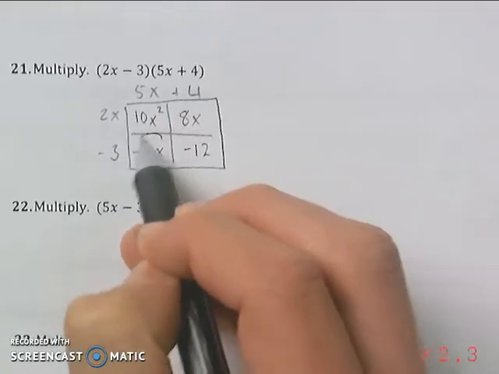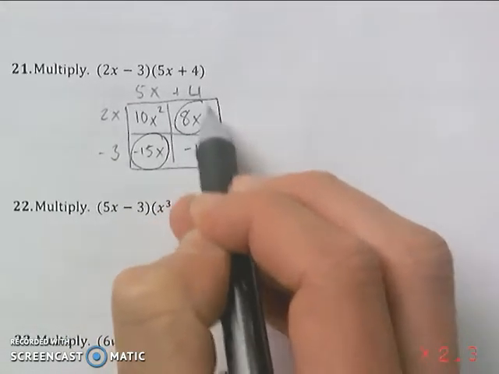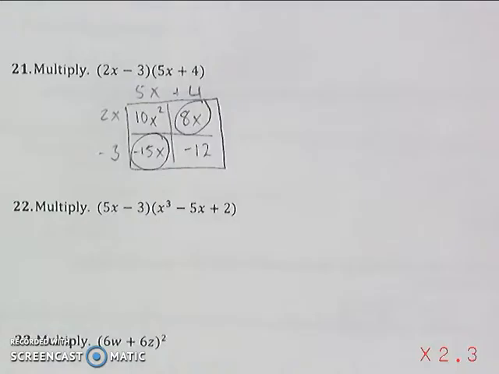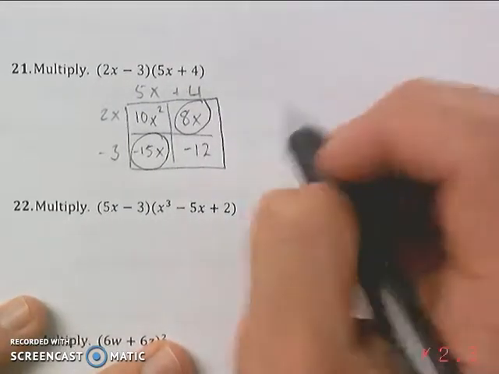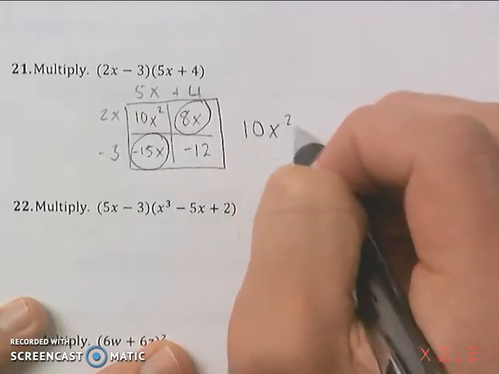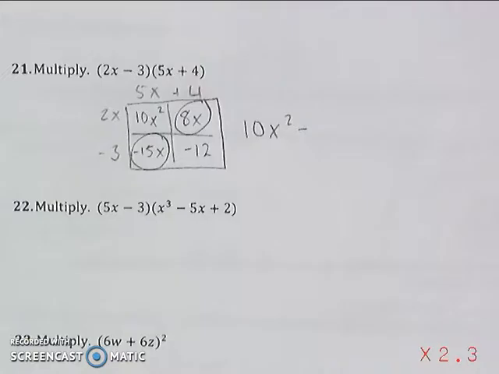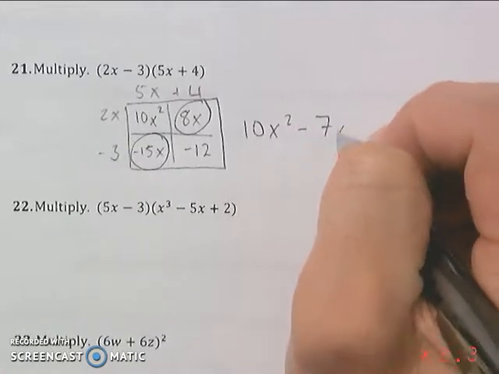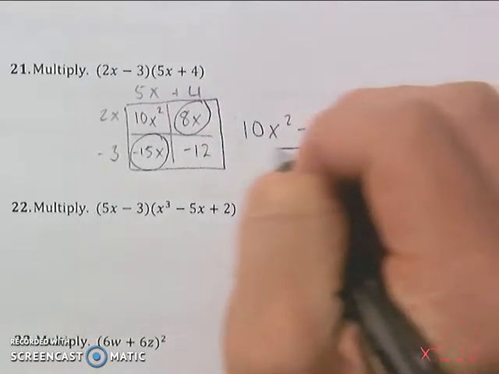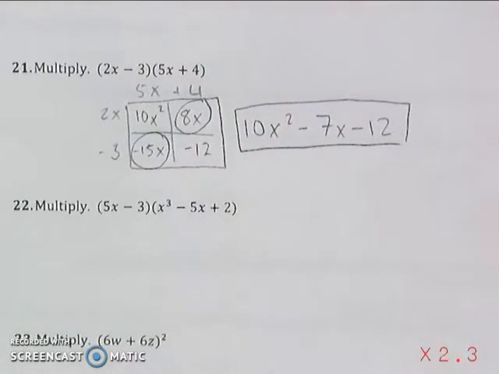We want to combine the like terms that I circled. They both have the same variable at the end, so we can combine those. We get 10x squared minus, so 8 minus 15x. We're going to actually find the difference between the two of them. That's going to be a 7x, and then we get negative 12. Okay? There it is. So 10x squared minus 7x minus 12. Okay?